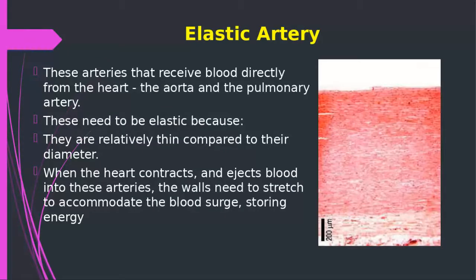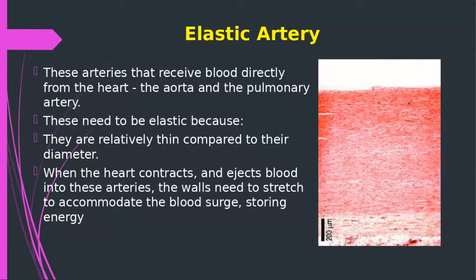Elastic arteries are the arteries that receive blood directly from the heart, the aorta and the pulmonary artery. So in your heart, you will have the aorta and the pulmonary artery. Those are the ones called elastic arteries. They need to be elastic. Why? What is the reason? They are relatively thin compared to their diameter. Secondly, when the heart contracts and ejects blood into these arteries, the walls need to stretch to accommodate the blood surge, storing energy.